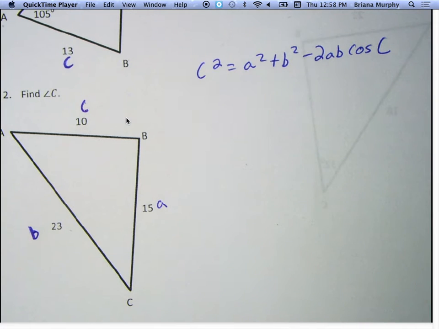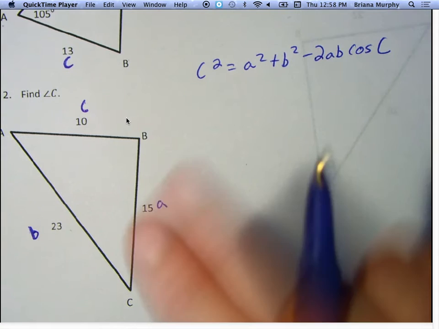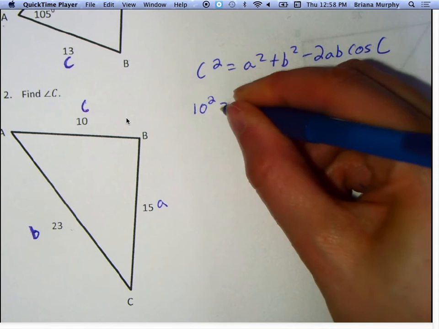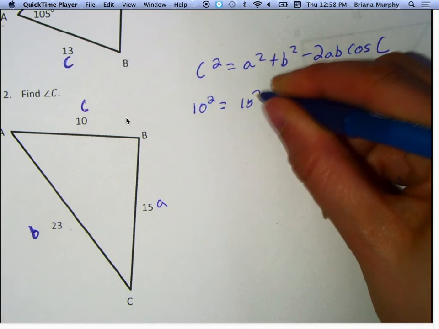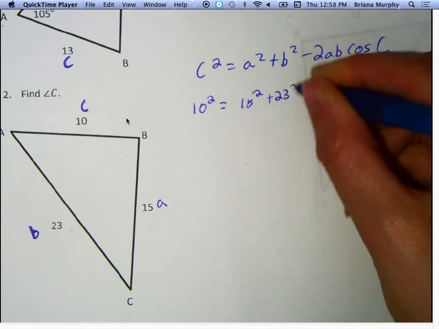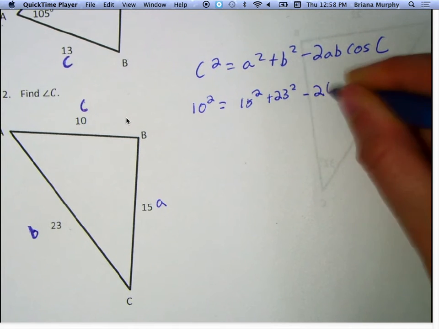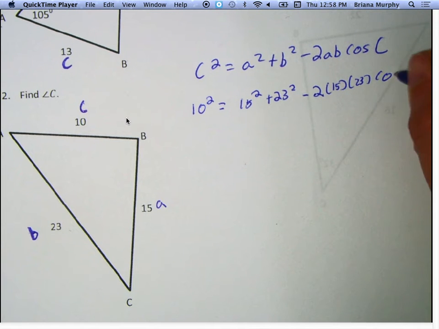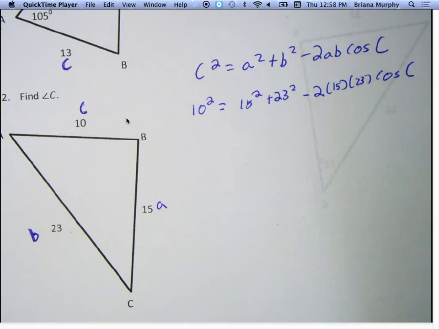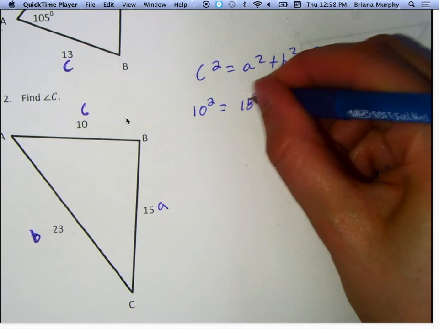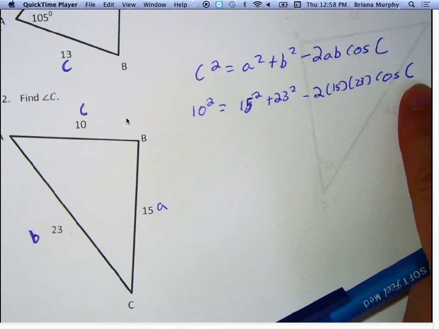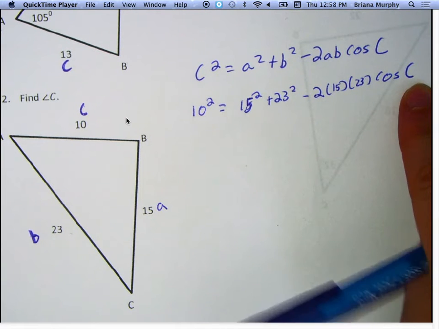Okay? Now I'm going to plug everything in. I know that little c is 10, so I can put 10 squared equals 15 squared plus 23 squared minus 2 times 15 times 23 cosine c. I don't know my angle. Now, when I look to the right of my equal sign, guys, I see a letter there. So I can't stick all of this in my calculator. So I'm going to do it in parts.